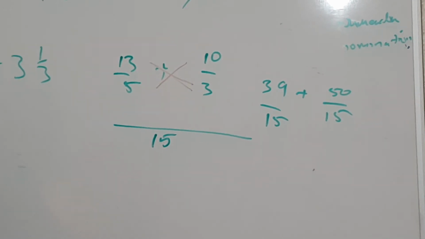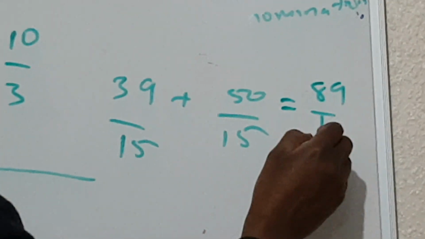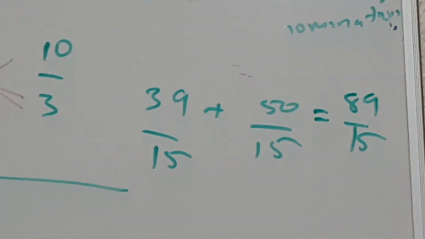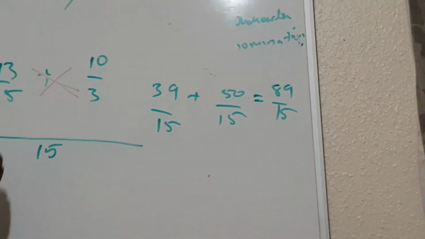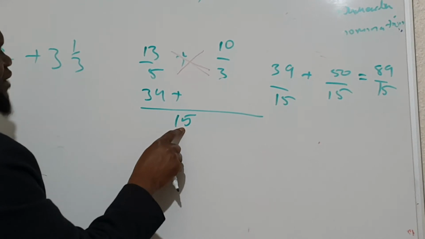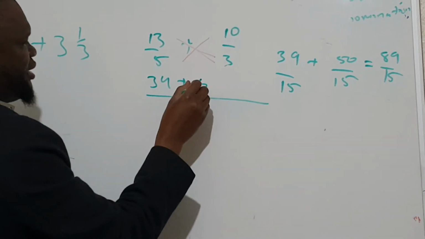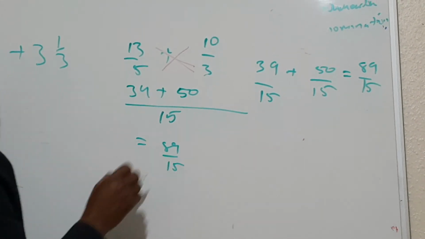You see? So this will be equal to 89 over 15. We can further simplify it. 5 into 15, 3 times 13 is 39. Plus 3 into 15, 5 times 10 is 50. So again we have 89 over 15.